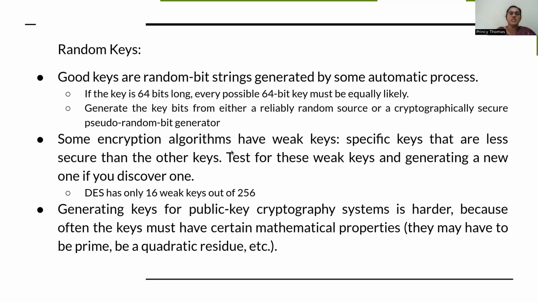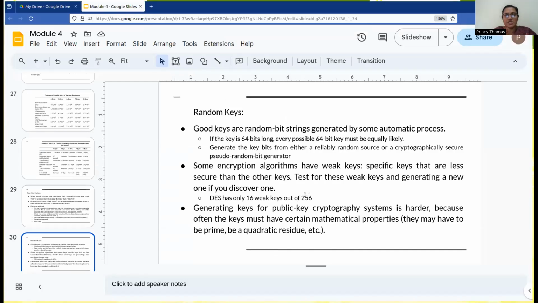Now, some encryption algorithms have weak keys. So for example, in the case of DES, there are 2 raised to 56 options. Sorry, this is not 256, it's 2 raised to 56.